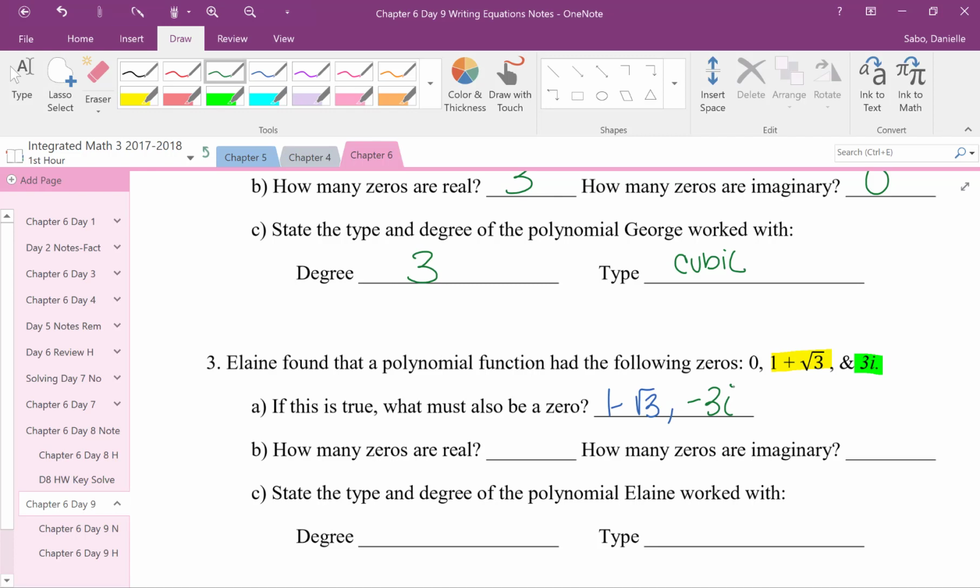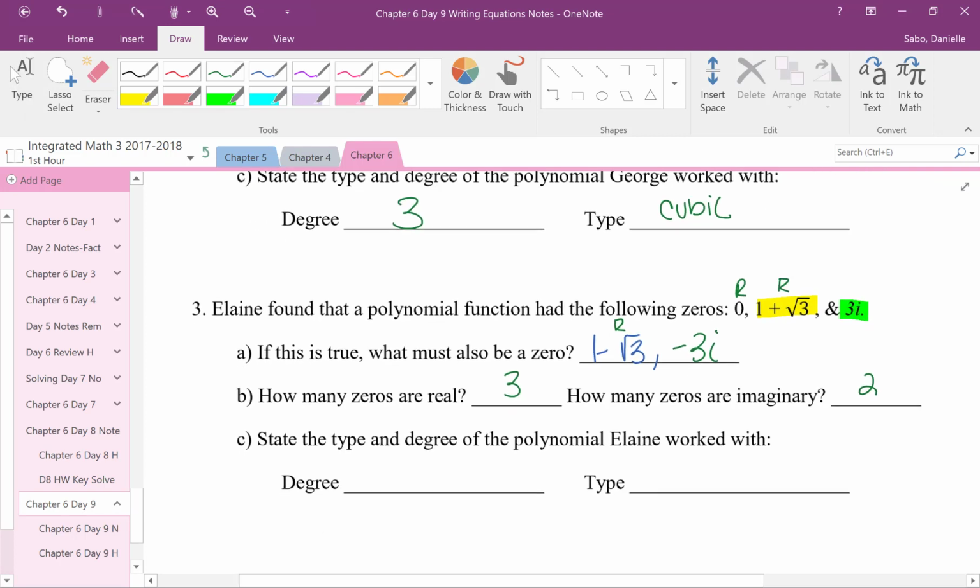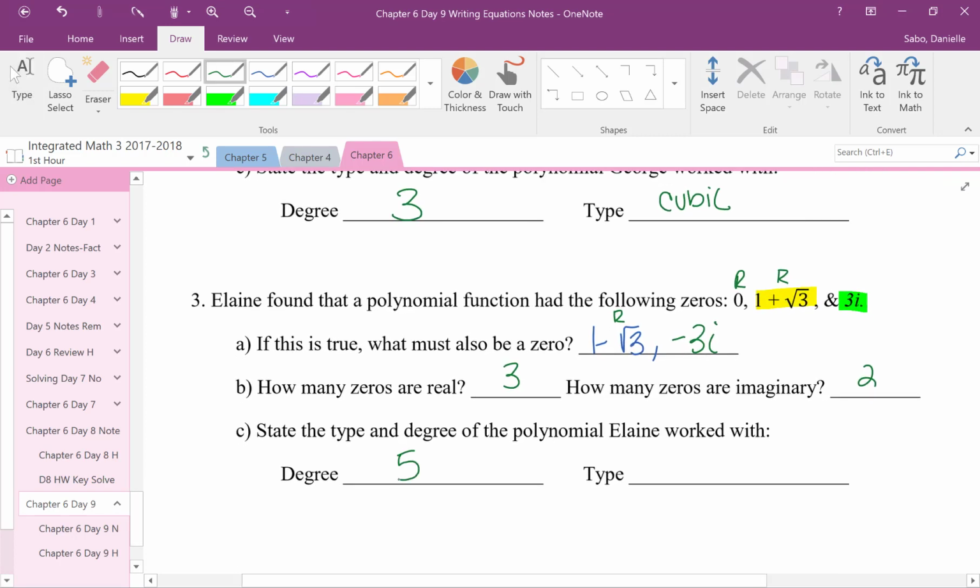So how many are real? 3. Here, 1, 2, and 3. I have 3 reals. And how many imaginaries? 2. So what's my degree? Anyone remember what the 5th degree is called? Good, quintic. It's a weird name. All right, not too difficult.